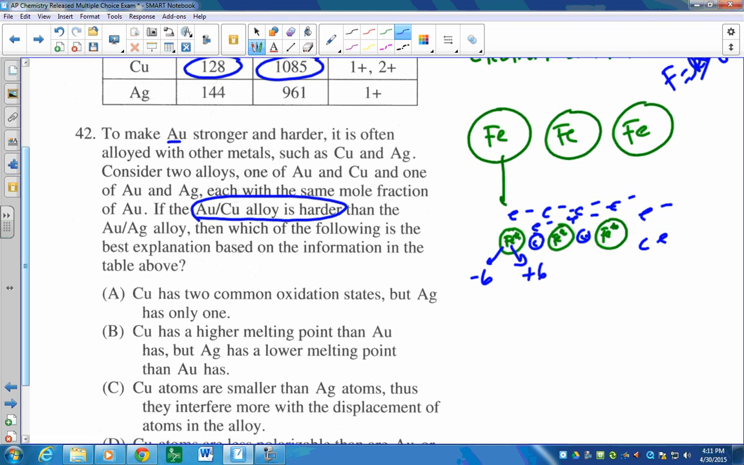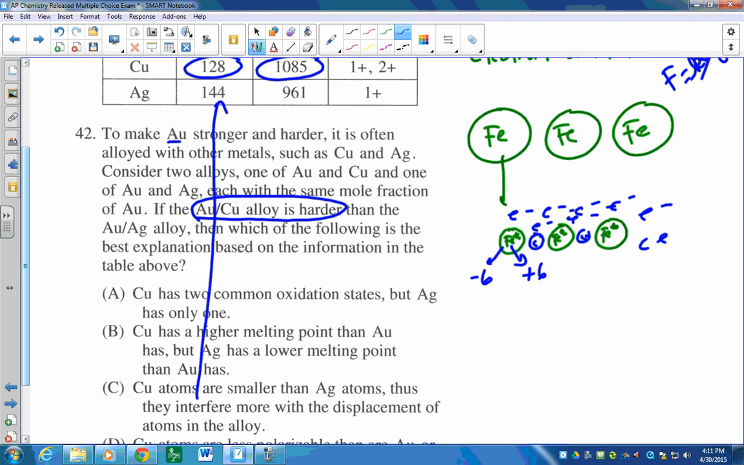This is why, when you put copper atoms and silver atoms and gold atoms together, what's going on there? Copper has a melting point? No, because we're making it harder, and harder doesn't have to do with phase change. It has to do with, like, it's not easy to displace. Copper atoms are smaller. I would agree, that's true. Can you see that? Thus, they interfere more with the displacement of atoms in the alloy.